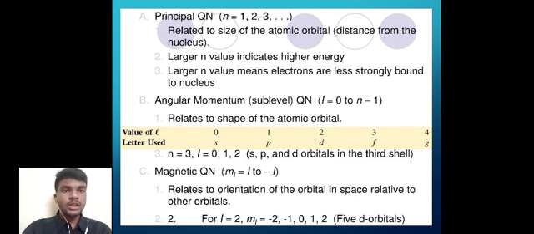For n equals 3, l equals 0, 1, 2. So s, p and d orbitals in the third shell. Magnetic quantum number m suffix l equals l down to minus l. It relates to the orientation of the orbital in space relative to other orbitals. For l equals 2, ml equals minus 2, minus 1, 0, 1, 2: 5 d orbitals.